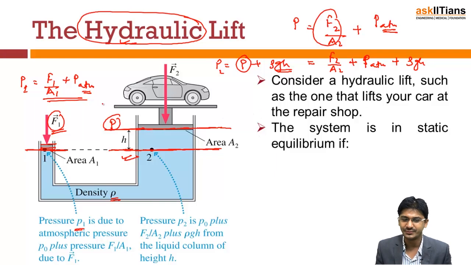Now you have a relation between P2 and P1. That relation is that P2 is equal to P1 because they are at the same level. So what you have here is F1 by A1 plus P atm. Sorry, it's P atm, not rho gh, it's P atm. Now P atm cancels out on both sides. So if you solve this, what you get is this.